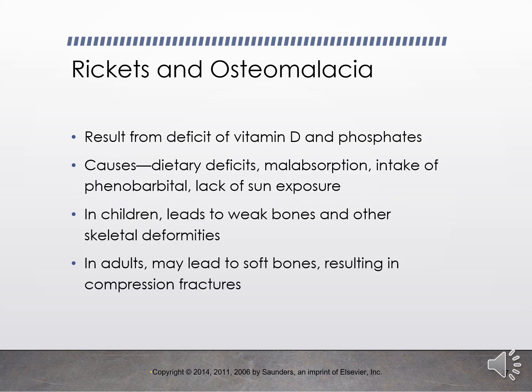Then we have rickets and osteomalacia. So these result from a deficit of vitamin D and phosphates. It's usually because of a dietary deficit or malabsorption, because if we're not absorbing well, then it doesn't matter what you eat, it's not going to make a difference. Or the intake of phenobarbital, which is a medication, or the lack of sun exposure. If we have this in kids, it leads to weak bones and other skeletal deformities. In adults, it might lead to soft bones, so you might see more like compression fractures.